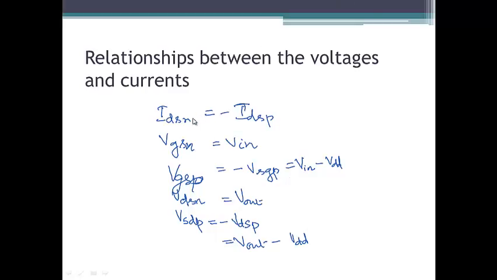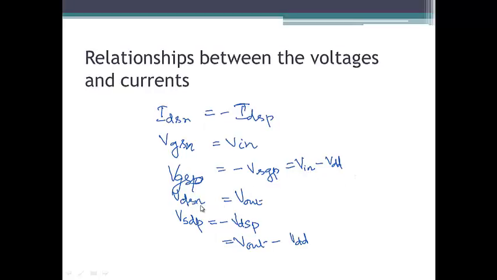Initially, the first point is IDSN is equal to minus IDSP, and VGSN is nothing but Vin. But VGSP is equal to minus VSGP. VSGP is nothing but VDD minus Vin. So minus VSGP will be Vin minus VDD. So that is equal to VGSP. So VGSP is nothing but Vin minus VDD.